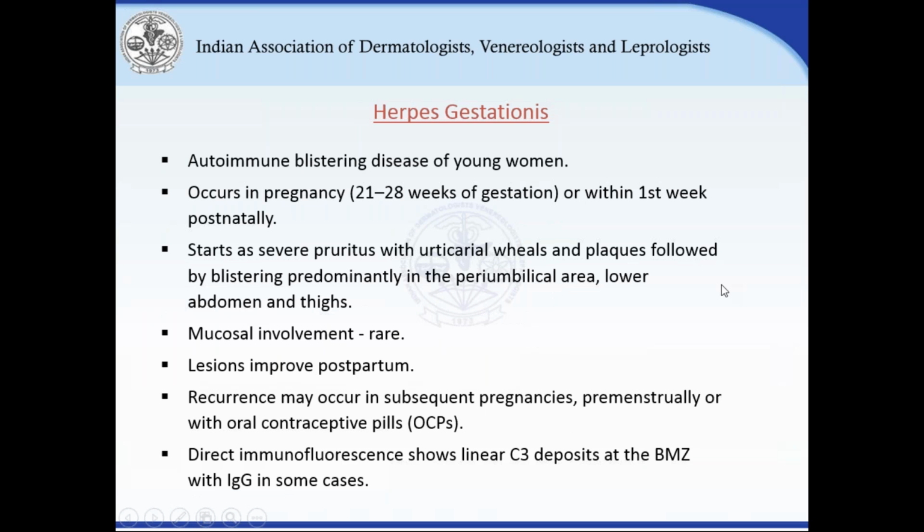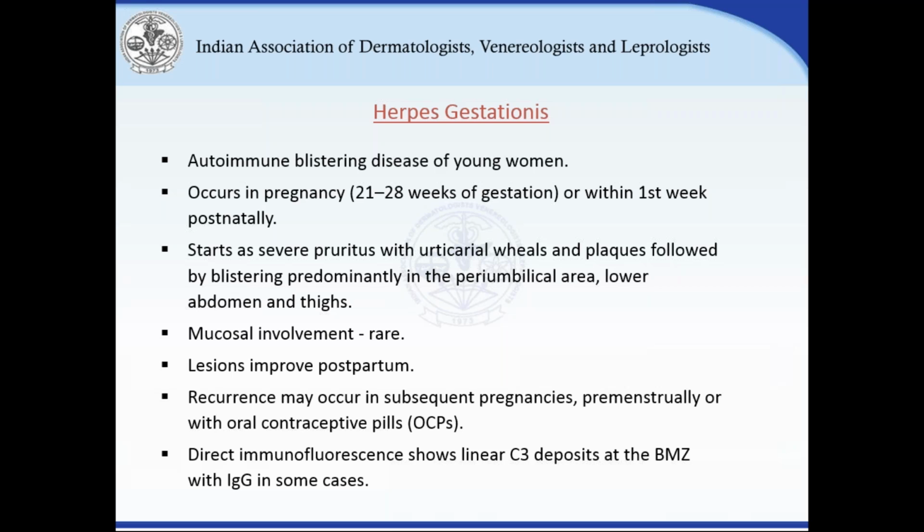Herpes gestationis is an autoimmune blistering disease of young women, and this occurs in pregnancy. It is basically the bullous pemphigoid of pregnancy. And in this case, because antibodies form during pregnancy, they can pass across. These antibodies are IgG antibodies, right?